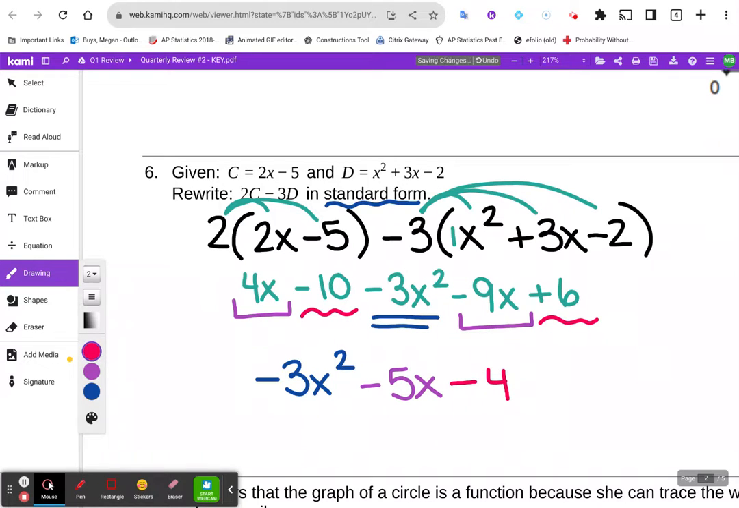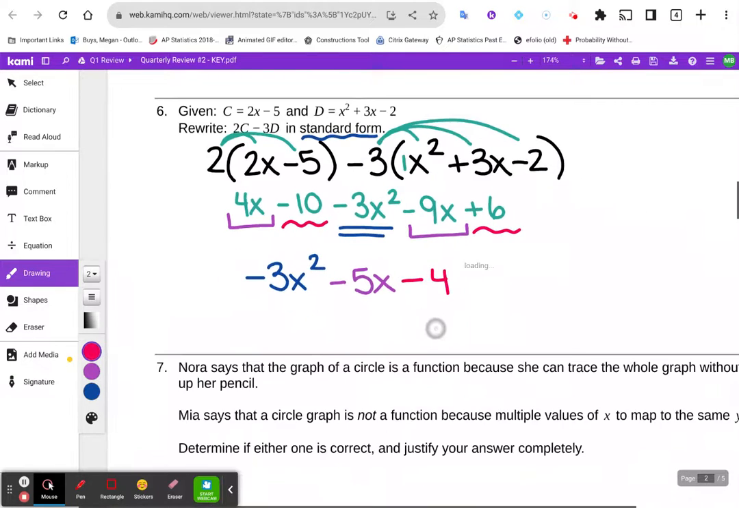So I wrote it in standard form, highest to lowest exponent. It goes down. My leading coefficient would be a negative 3. My degree would be a 2. And my constant would be a negative 4. We didn't have to write those things in. It didn't ask for it. But just to recap it along the way.